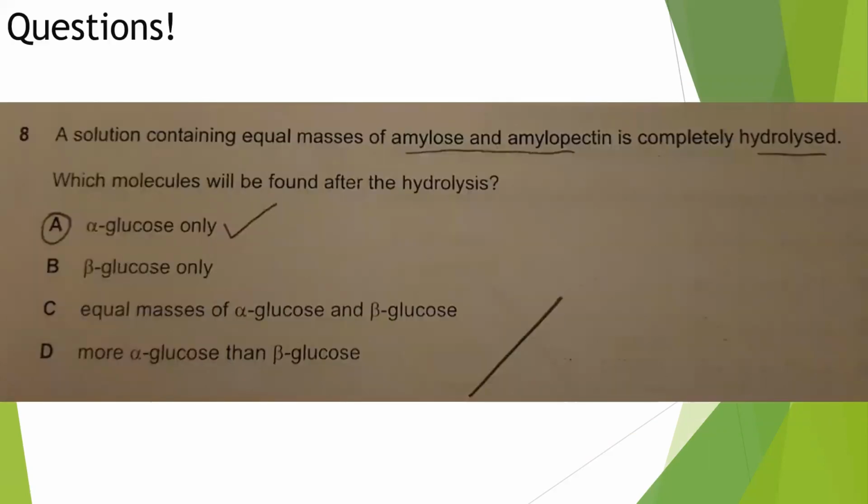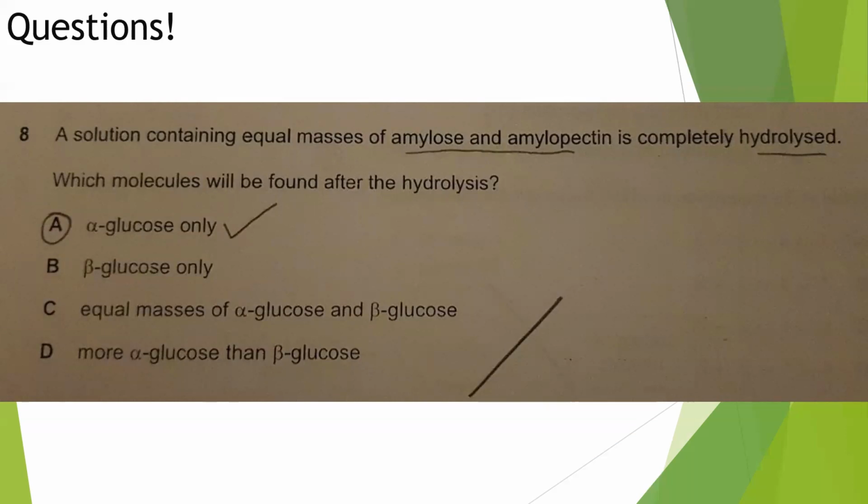So the next thing is a solution containing equal masses of amylose and amylopectin that is completely hydrolyzed. Amylose and amylopectin are a mixture present in starch, and starch is a polymer of alpha glucose. So if it is hydrolyzed, what will be produced? Alpha glucose molecules, right? This question asks which molecules will be found after the hydrolysis.